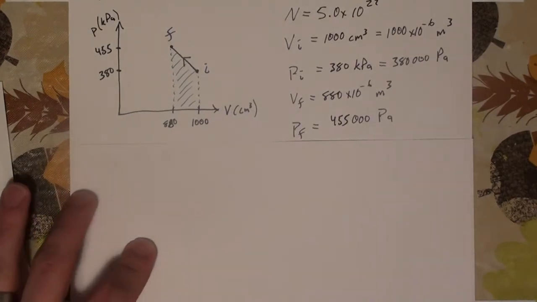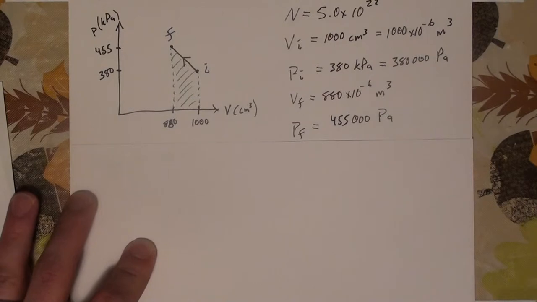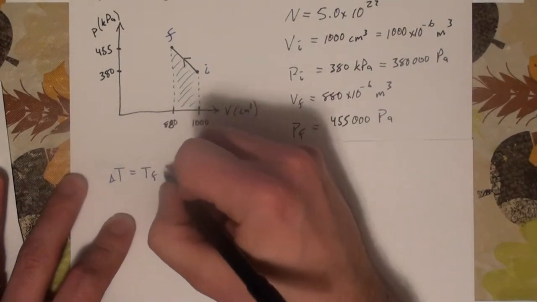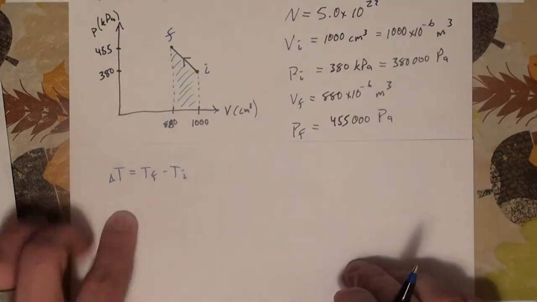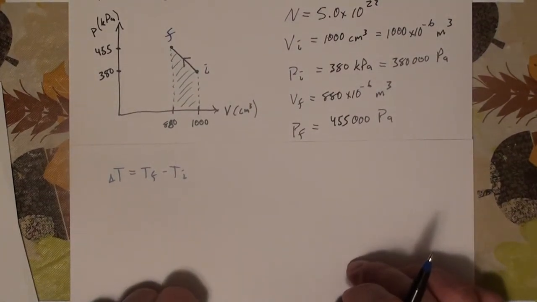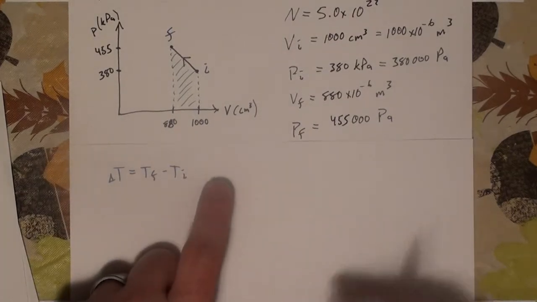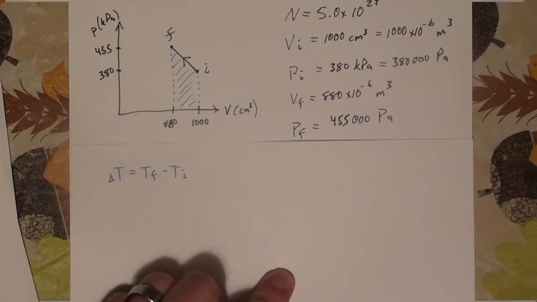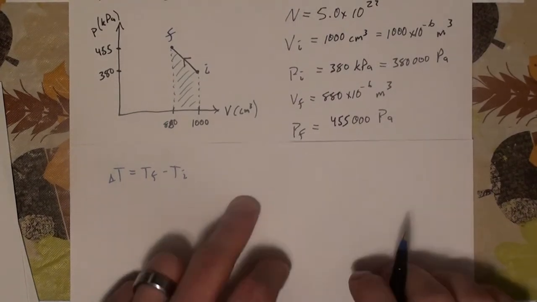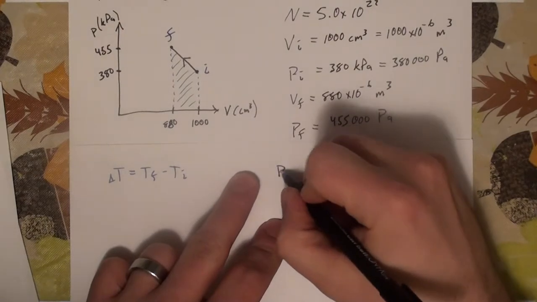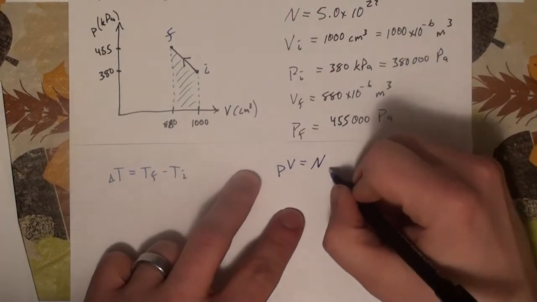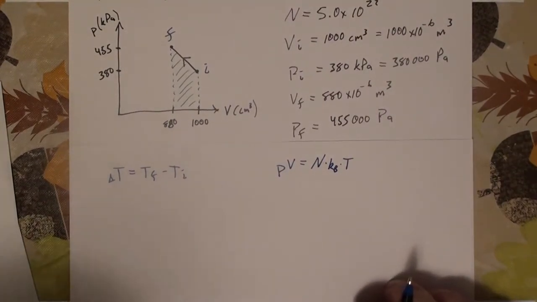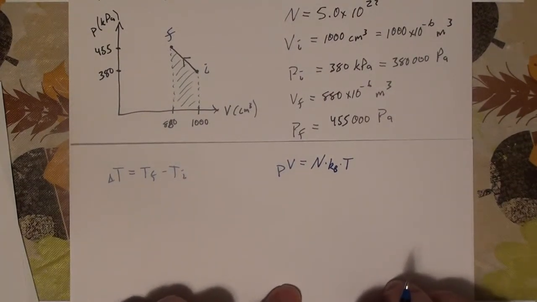So let's do that in blue. Delta T equals T final minus T initial. Neither of these things is given to us. But we do have the pressures, P initial and P final, we have the volumes, and we have the number of molecules. So we could use the ideal gas law to figure this out. The ideal gas law says PV equals NkT. So I can do that for each point, for the initial point and the final point.